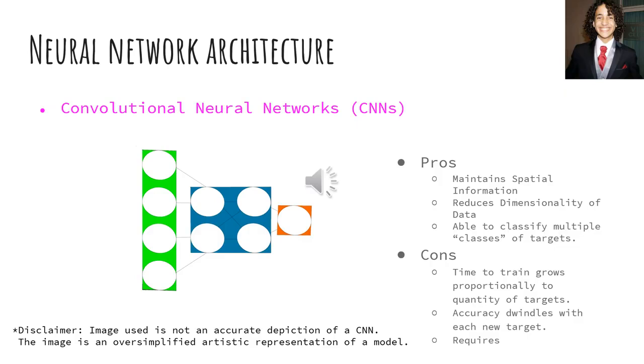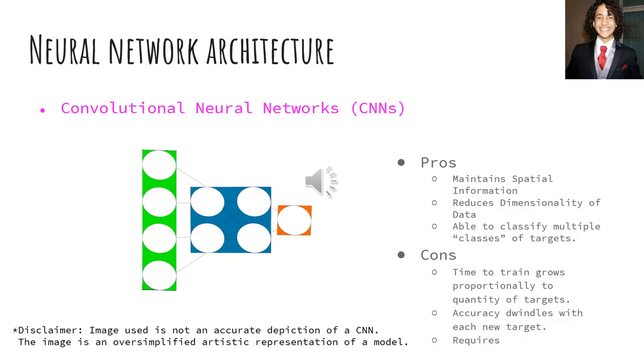Here we have the neural network architecture. In particular, we use internally the convolutional neural network, and we utilize this one because we want to maintain spatial information and reduce the dimensionality of our data while being able to classify multiple classes, quote unquote, of targets that we want to identify. In our case, it would be different chord classes.